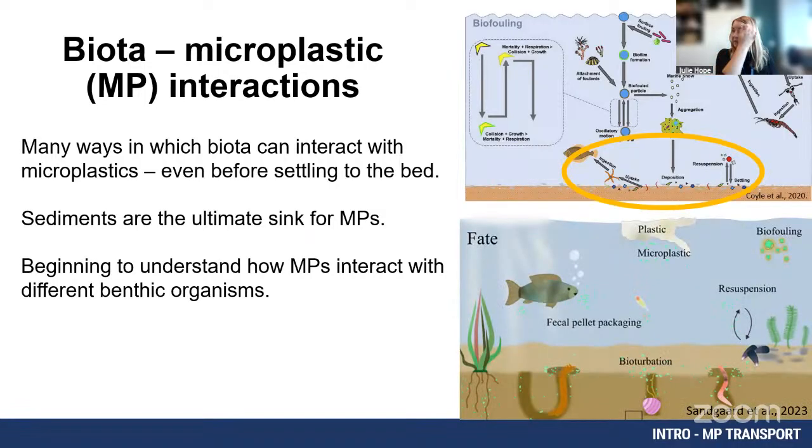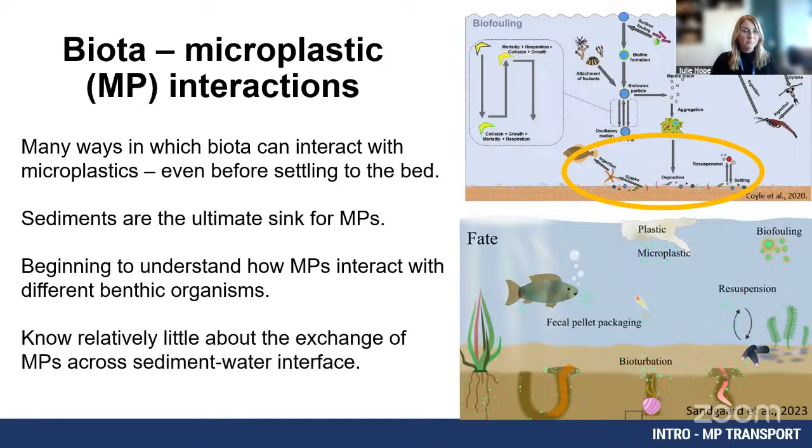Now we're starting to understand how those plastics on the bed can interact with different benthic organisms, so they can get entangled in things like seaweeds or seagrass. They can be buried by bioturbating fauna, and they can be eaten by those benthic feeders, those fish and other organisms as well. But what we know relatively little about is that exchange of plastics across the sediment-water interface. Often when we go out and sample sediments for plastics, we do it at low tide in the intertidal environment. We only get a snapshot of what's there at that time. We don't know how they're fluxing in and out of the sediment and into the water column.